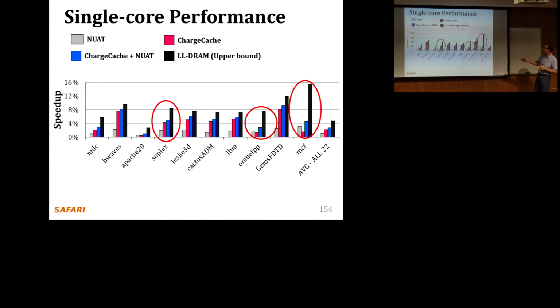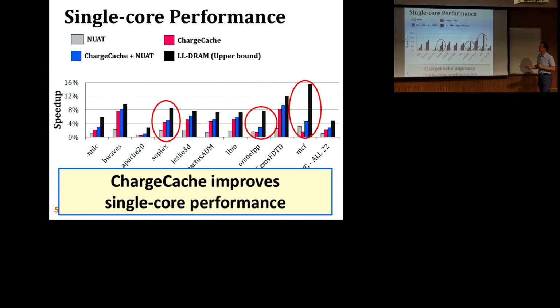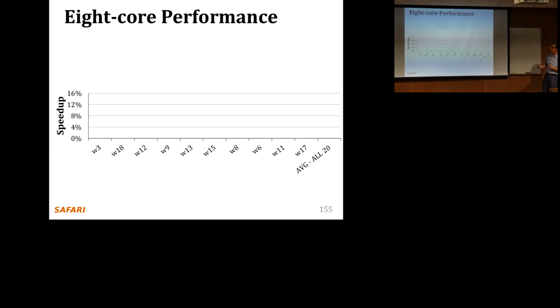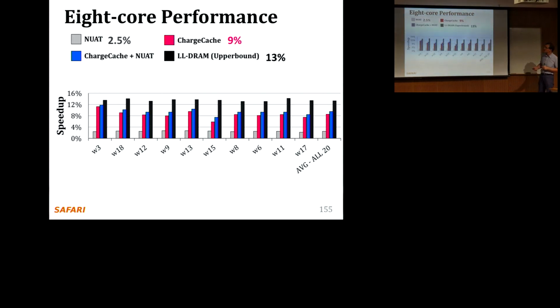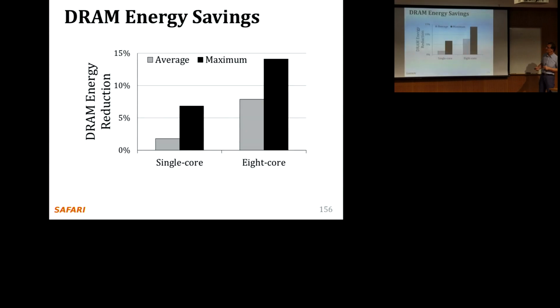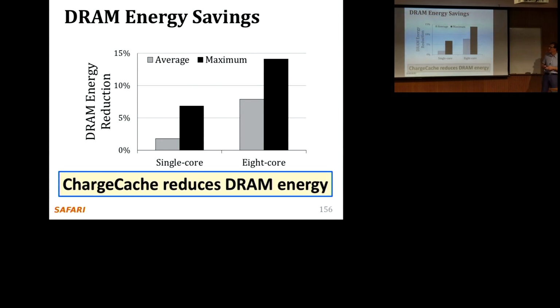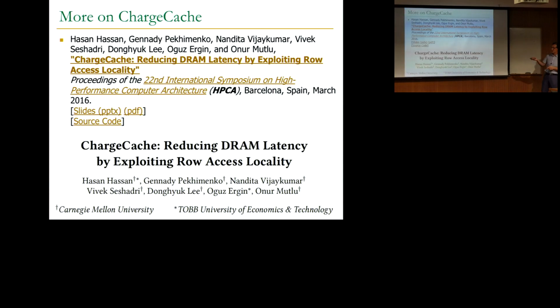You get far away from the upper bound, meaning you access all of the DRAM rows with the lower timing parameters that we use. So in some of these cases, we don't get close to the upper bound because ChargeCache is not large enough. Okay, so you can improve single core performance, and you can also improve multi-core performance, as you see over here. Okay, and the energy savings are also significant. I'm going through this relatively quickly because hopefully the idea is very clear. And this is the paper.